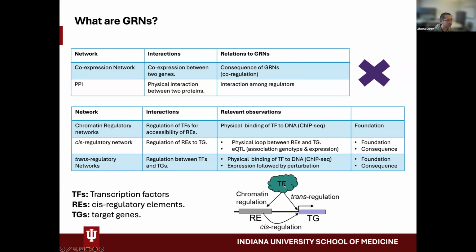And the transregulatory network is from TF to gene. Also, we can do perturbation experiments or ChIP-seq. So perturbation experiment is constant and ChIP-seq is foundation. So we cannot directly observe this, but some are sufficient, some are necessary, but it is very hard to find which are sufficient and necessary.